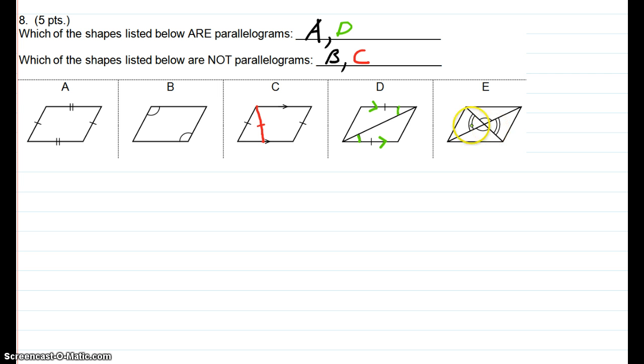And the last one, not enough information. This is just showing that we have vertical angles, and none of our properties talked about vertical angles, so we don't know about that one. So we're going to say no.